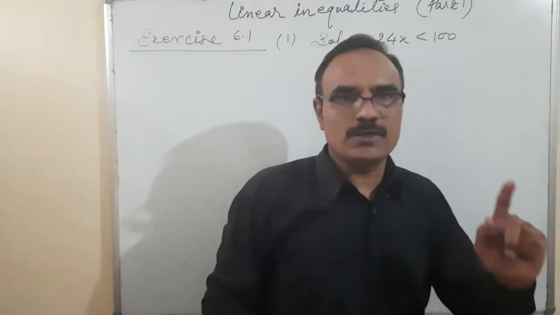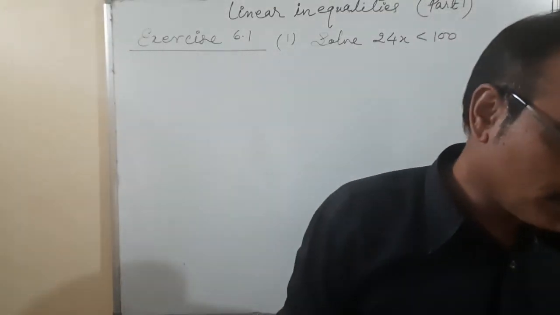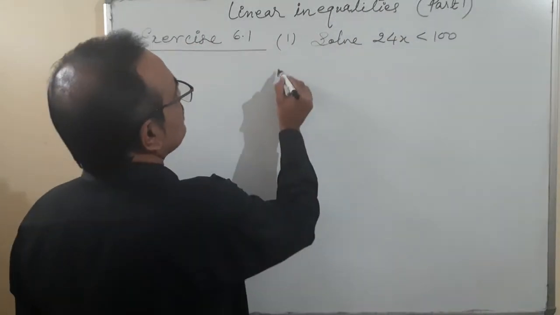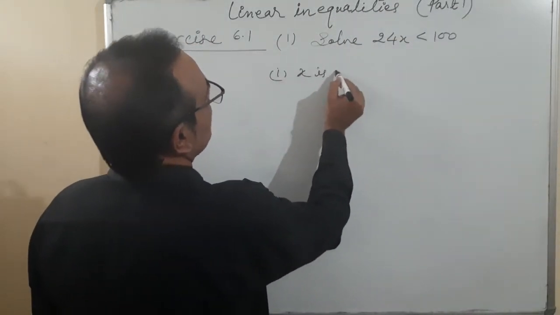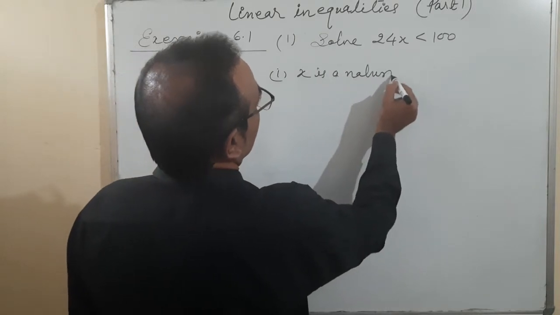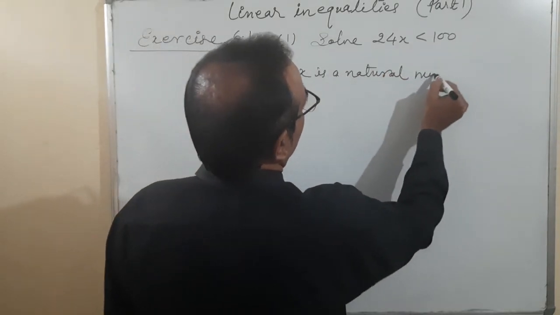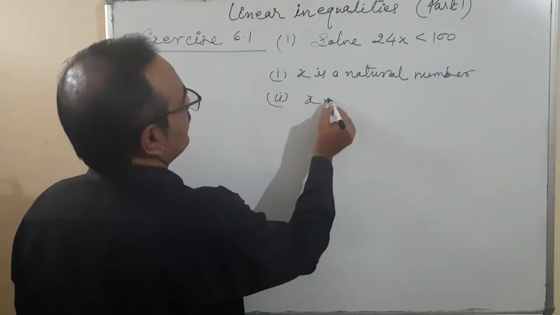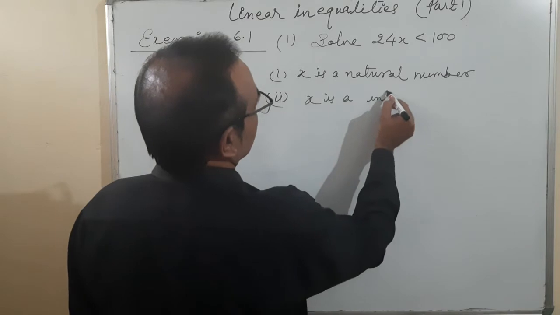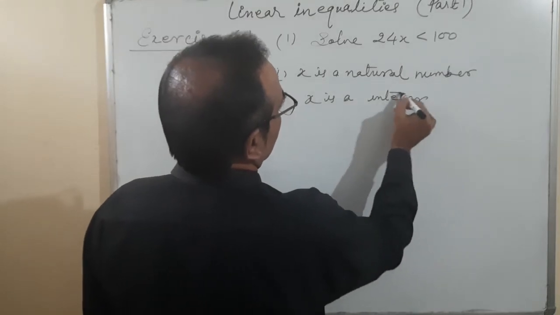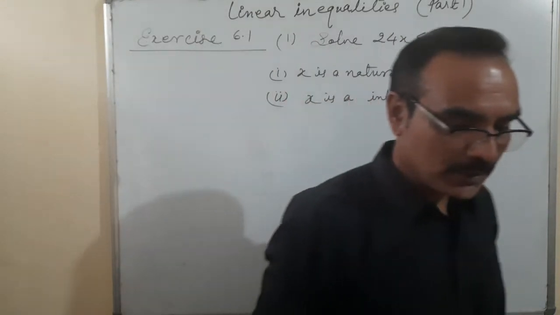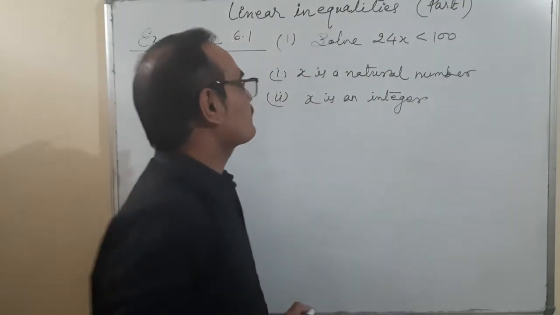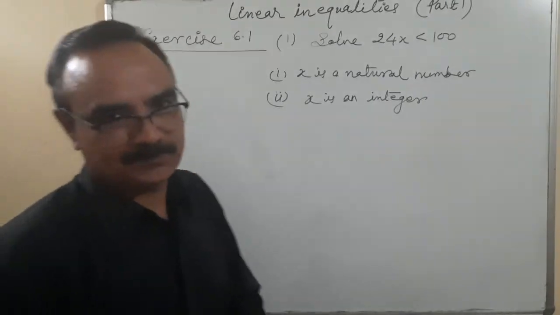Less than or less than or equal to, it makes a difference. 24x less than 100, where first x is a natural number, and second part, x is an integer. First, x is a natural number. Second part, x is an integer.